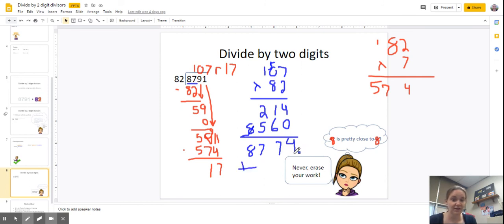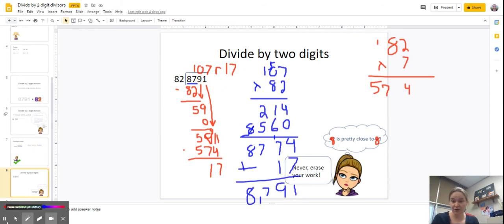So let's take our answer plus our remainder of 17. 7 plus 4 is 11. Write the 1, carry the 1. 7 plus 2 is 9. 7, 8. So now does 8,791 equal 8,791? It does, and I am good to go.